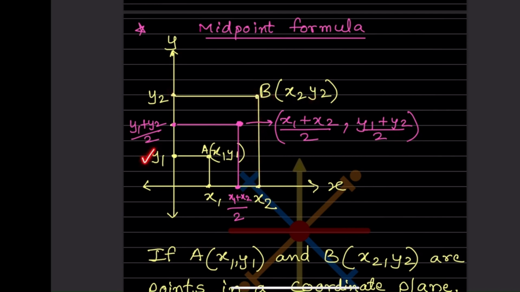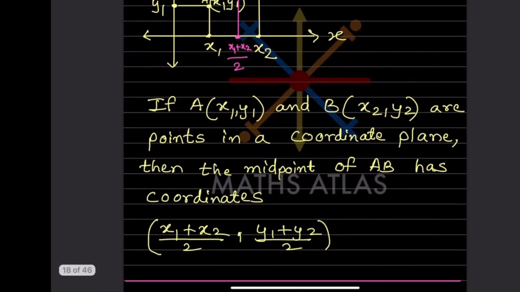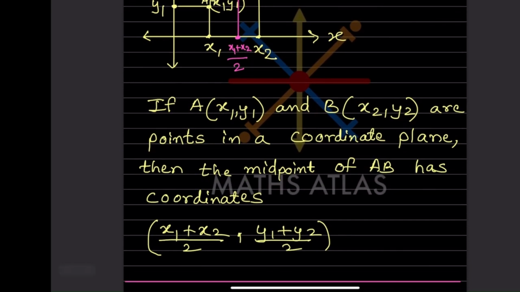When we take y1 and y2, the midpoint of that is going to be y1 plus y2 divided by 2. And when we take x1 and x2, for the midpoint we always divide by 2. So we'll take x1 plus x2 divided by 2. So the midpoint formula is going to be x1 plus x2 divided by 2, and y1 plus y2 divided by 2. You can see this written in words: if A, x1, y1 and B are points in a coordinate plane, then the midpoint of AB has these coordinates. This is the midpoint formula.